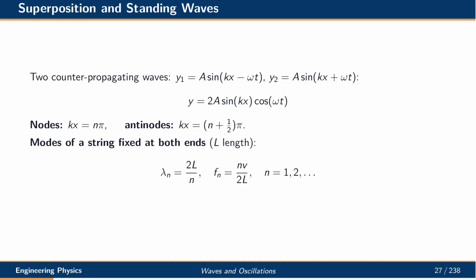When two waves of equal amplitude travel in opposite directions, they superpose to produce a standing wave. The result is a stationary pattern with fixed nodes and antinodes. Nodes are positions of zero displacement, while antinodes are positions of maximum displacement. For a string fixed at both ends, only certain wavelengths and frequencies fit. This quantization of modes is the physical basis of musical instruments and many resonant cavities.